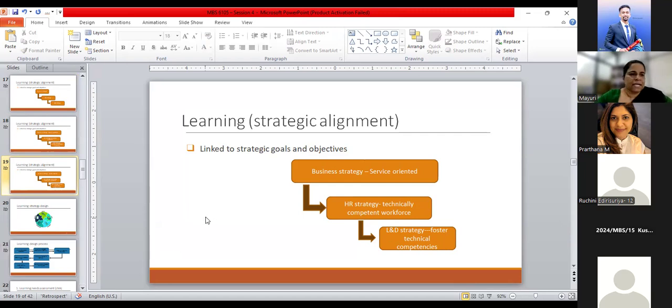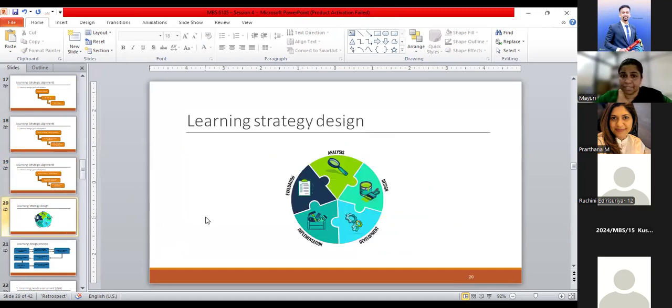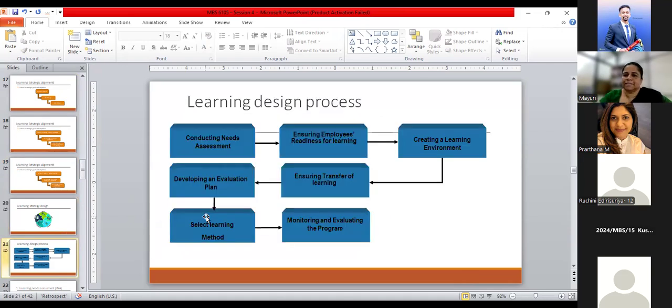So that's the first step. And now we are moving to more specific learning strategy design steps.